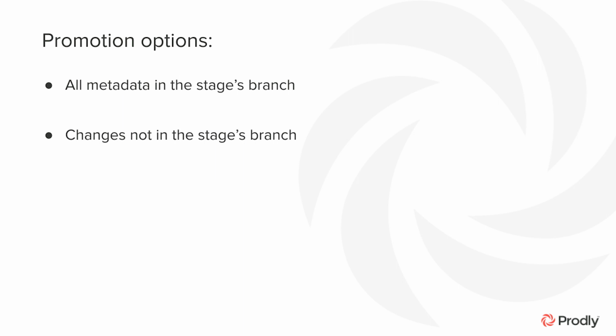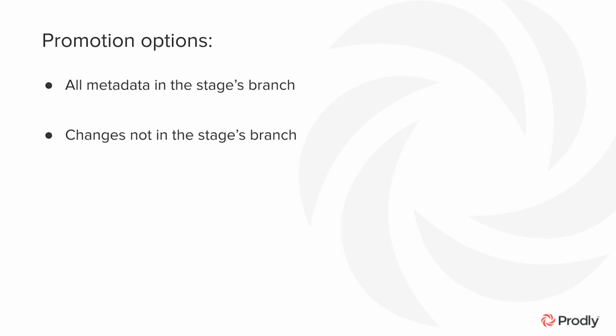Before you promote work items, you can choose whether to deploy all the metadata in the target stage's branch or only the items that are changed. If you choose all metadata in the stage's branch, you promote all the metadata that's in the current stage's branch to the next stage's branch. If you choose changes not in the stage's branch, you promote only the metadata that's changed to the next stage.